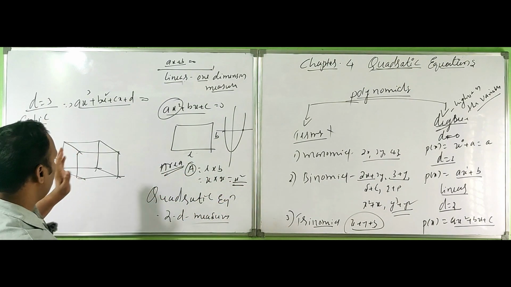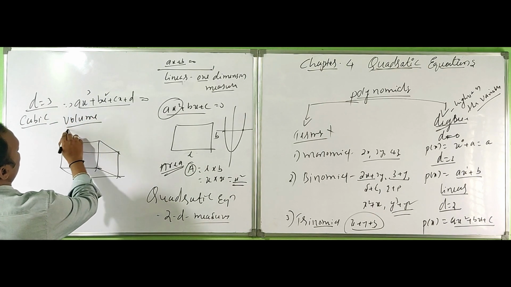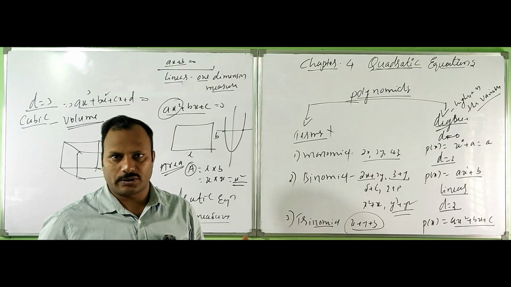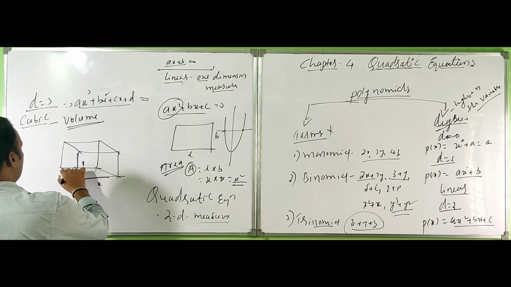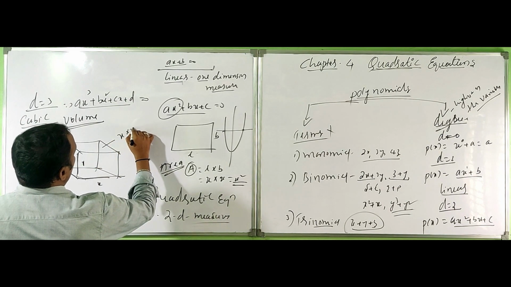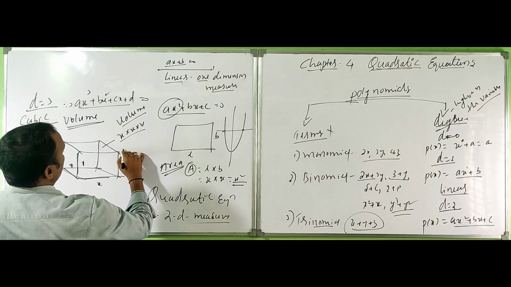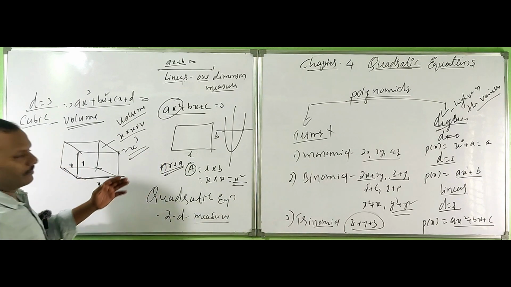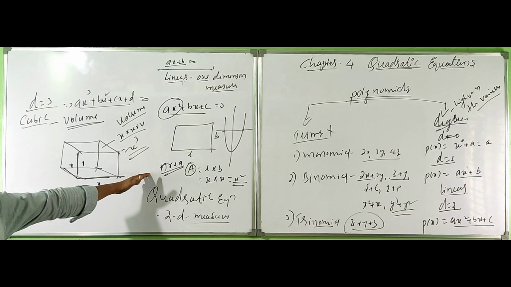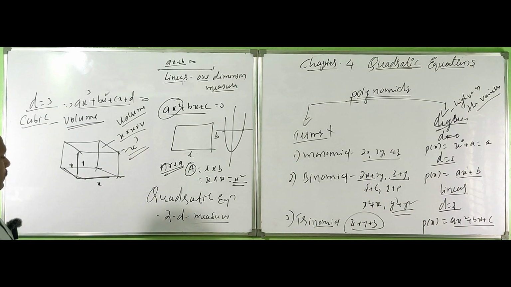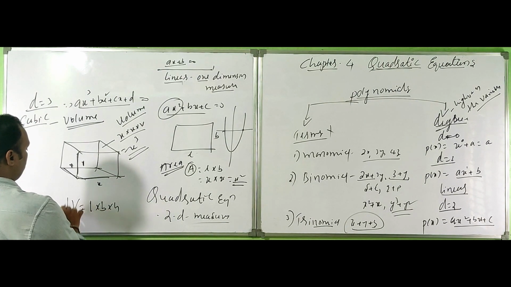Getting a first term. In a 3-dimensional measure, this is volume. We call it volume. For the cuboid, volume means what? This is x, and this is x, and this is x. This becomes x into x into x. Volume becomes x cube. Some other terms are also there, but the first term you get is x cube. The volume becomes length into breadth into height.